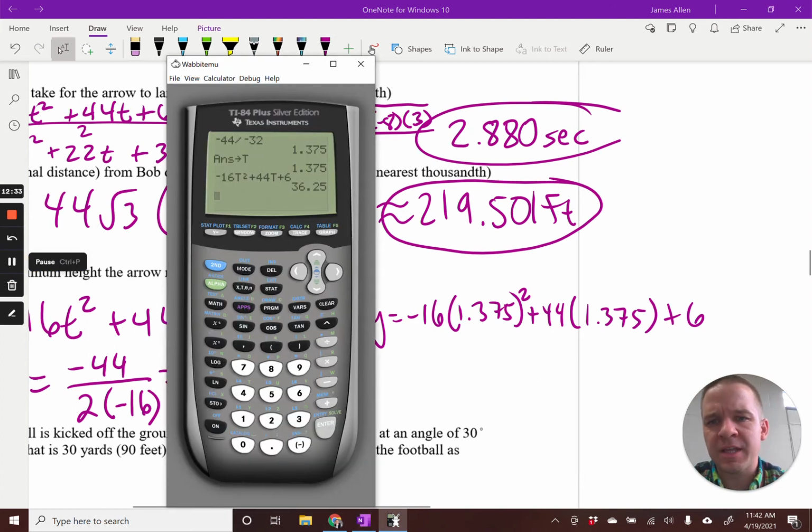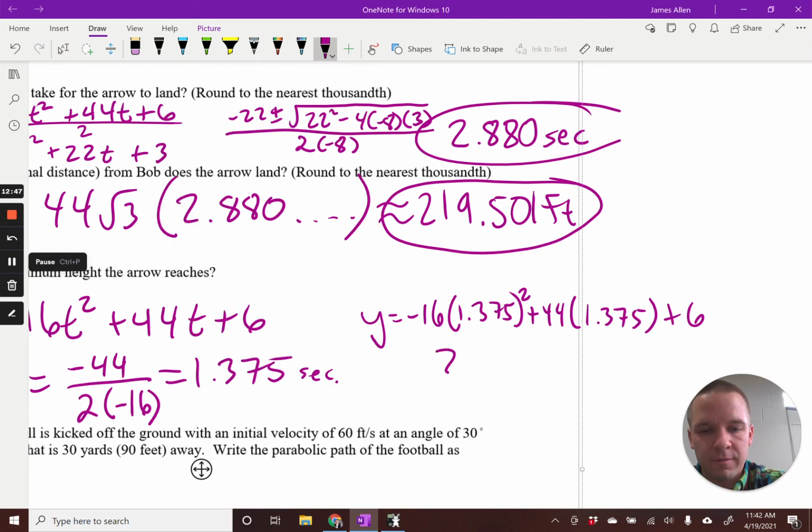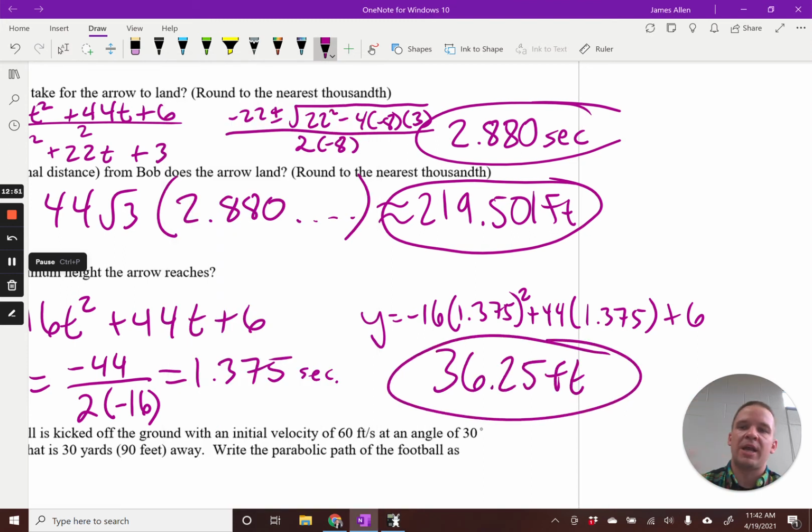All right, so as you can see there, I ended up storing 1.375 as t. It takes a little while to type in here, so it just seemed fast for me. So I got negative 16t squared plus 44t plus 6, and I get 36.25 feet. That is the max height that arrow is going to reach. Cool. So we created this parametric, we graphed that from the different parameters there. Answered a few questions, horizontal distance, height, how long it took to hit the ground, lots of good stuff there.